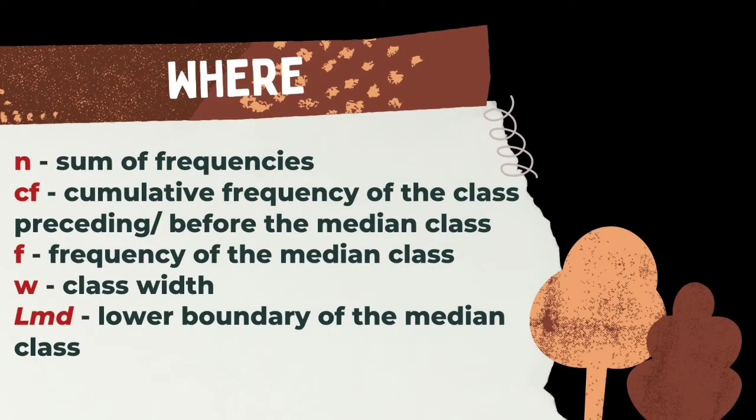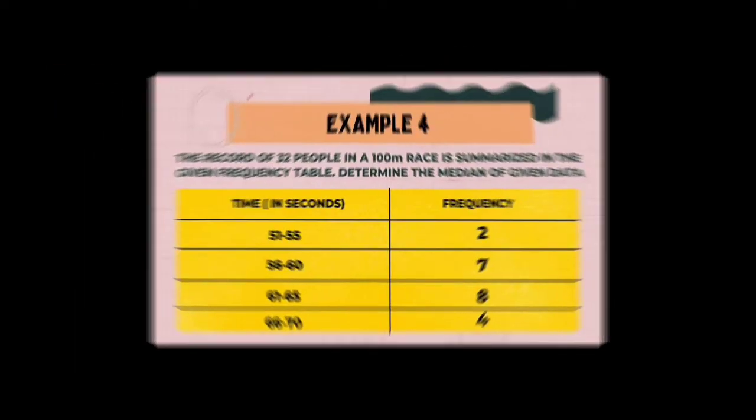Where n is the sum of frequency, CF is the cumulative frequency of the class preceding or before the median class. F is the frequency of the median class. W is the class width. L sub MD is the lower boundary of the median class.